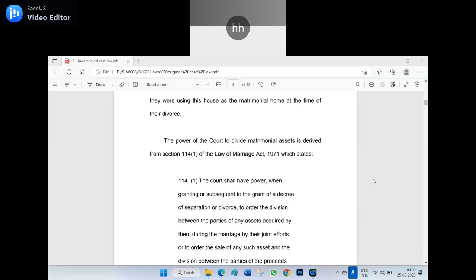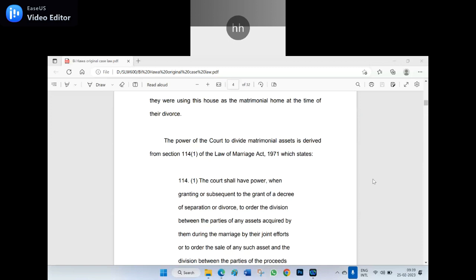Section 114, subsection 1 of the Law of Marriage Act. And there, the matrimonial asset derived from the so-and-so Act, whether equal share is there or not, you can raise it in the issues. Of course, in the issues, you can write the section, but the section should actually be shown in the rule.